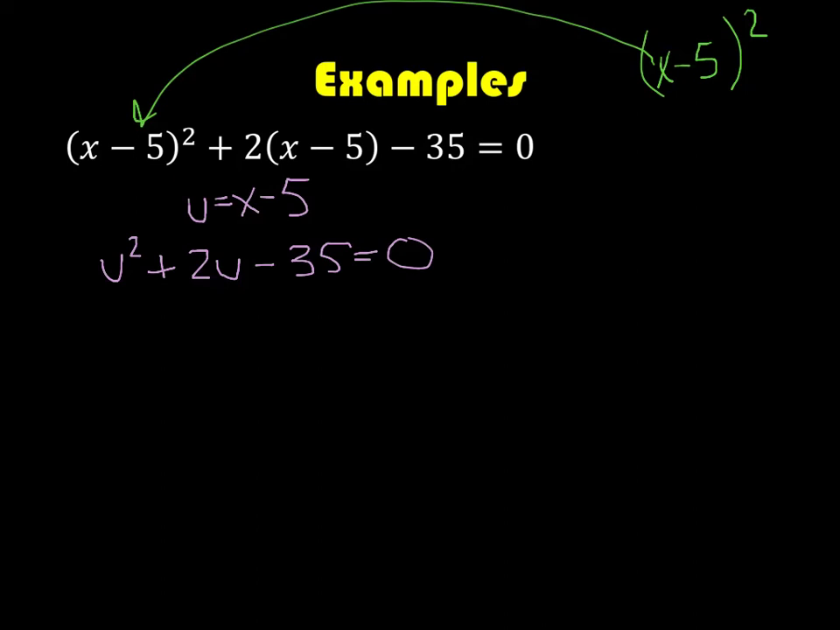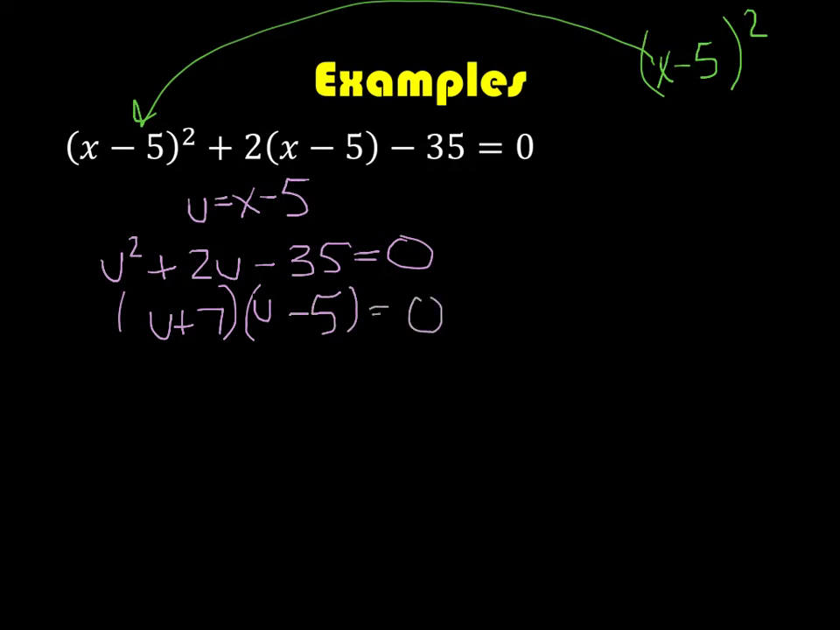Again, it's your choice on how you want to solve it. Again, I'm going to use factoring. So in this case, two numbers that multiply to negative 35 and add to positive 2 are going to be, let's see, positive 7 and negative 5. Oh, sorry, that should be a u. So u minus 5 equals 0.